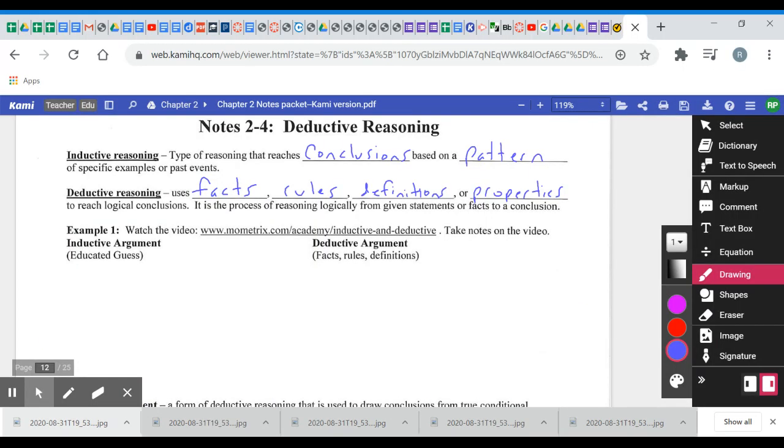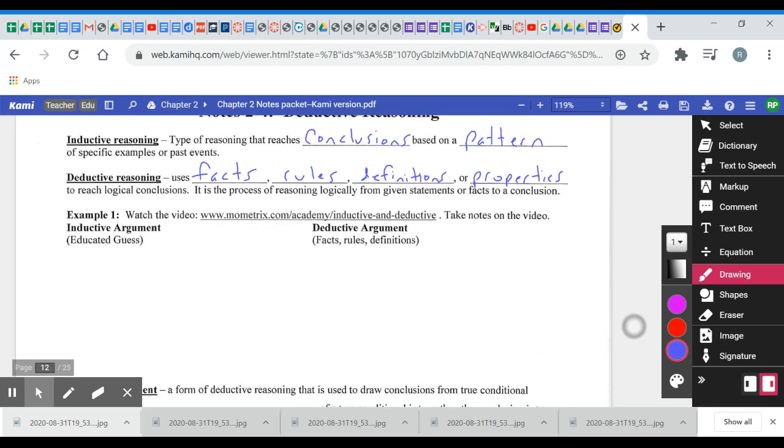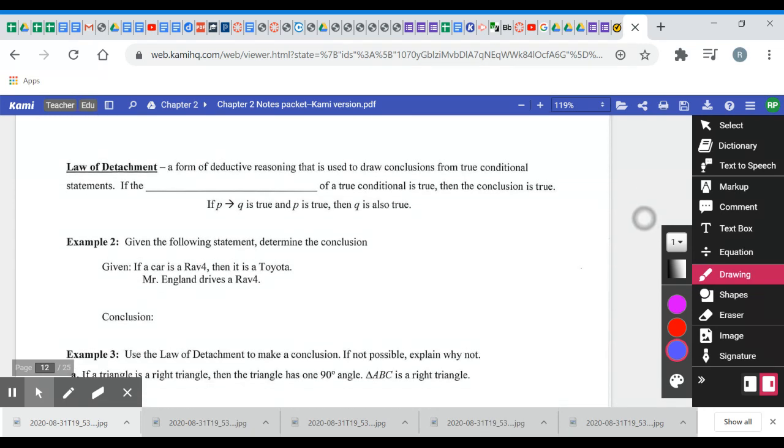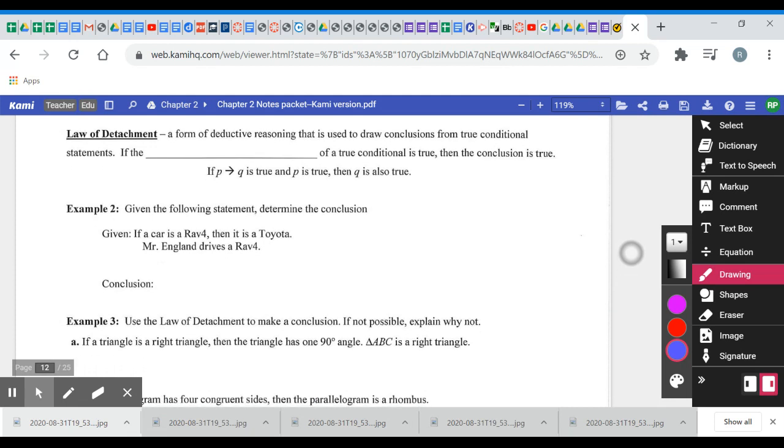All right, so back to our notes. Hopefully you jotted a few things down, and hopefully that helped you see a little bit of the differences between inductive and deductive reasoning. The rest of the notes today, we're going to actually be using deductive reasoning. She actually mentioned the type of reasoning that we're going to be using today, and that is law of detachment and law of syllogism. So we're going to see some more specific examples.